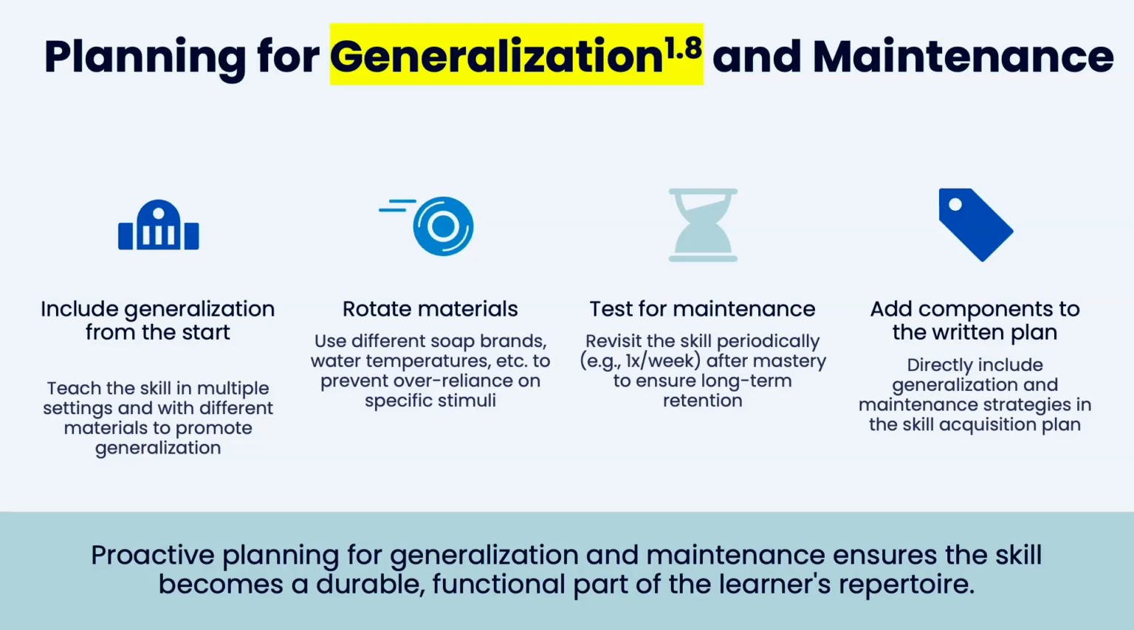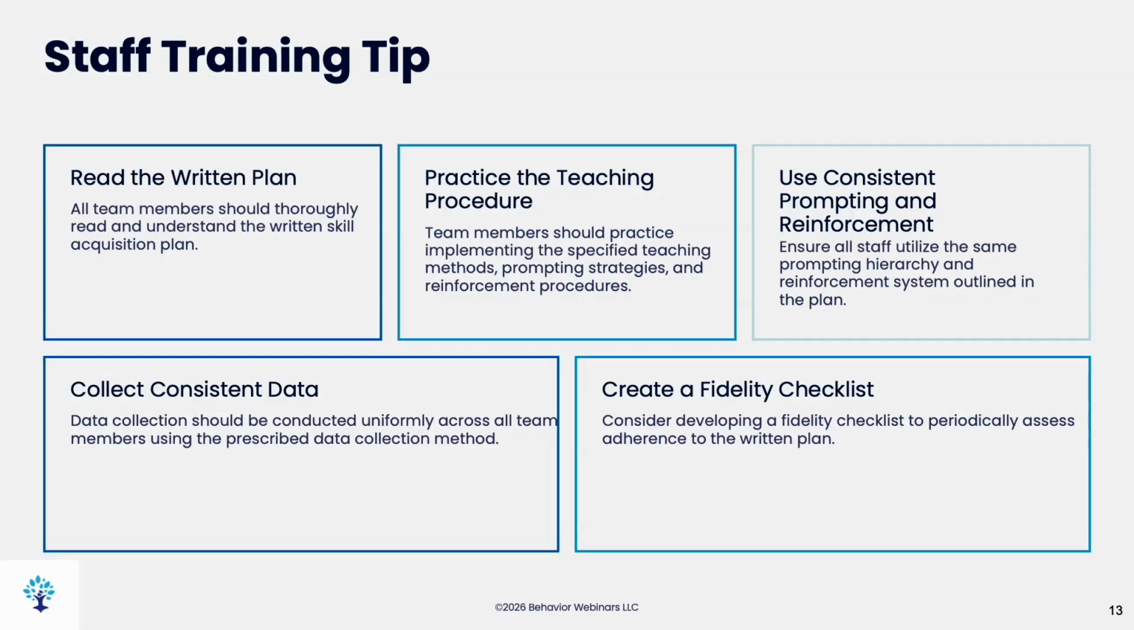You want to rotate materials so they know that they can use all materials, especially water temperatures. That's something we forget with hand washing, but water temperatures change things a lot. You want to revisit the skill periodically to make sure you have long-term maintenance, and you want to add components to the plan. So you want maintenance and generalization in there.